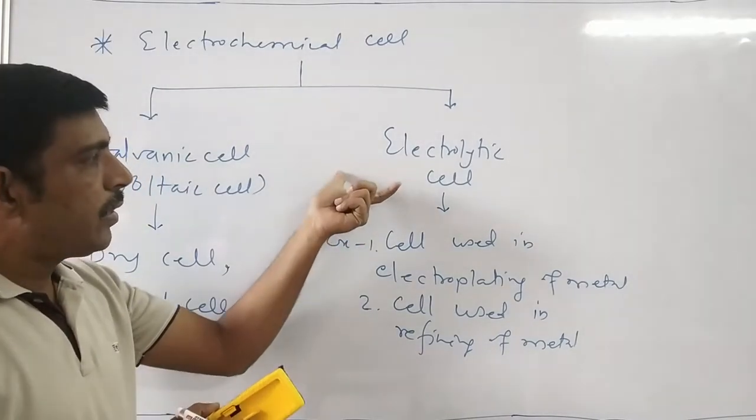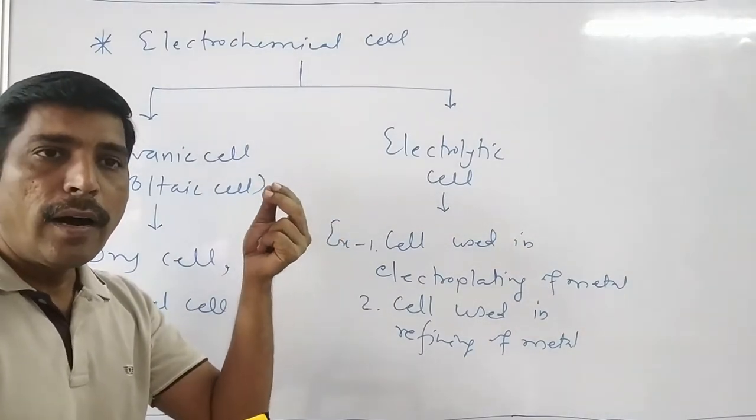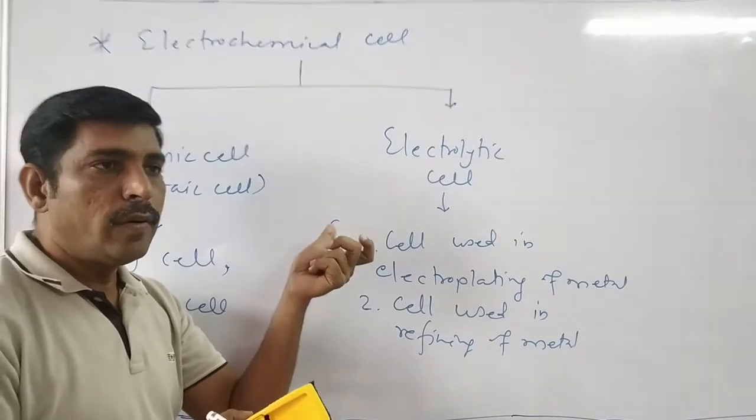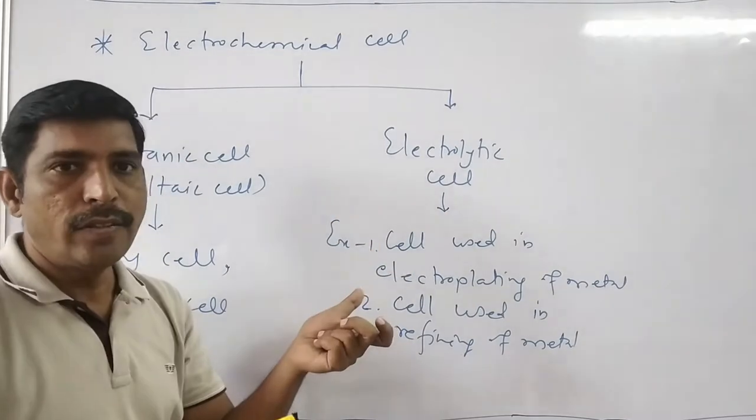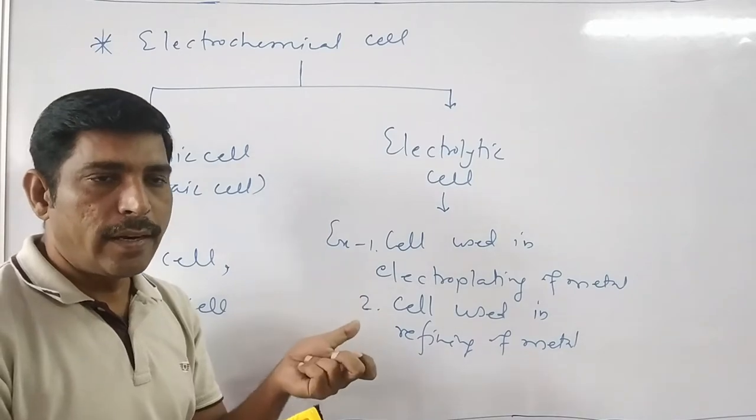Here, in the electrolytic cell, the major difference is that to proceed with the chemical reaction, which is non-spontaneous, we need some electric current.